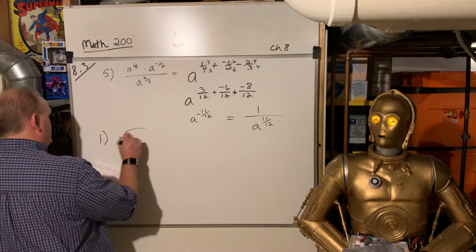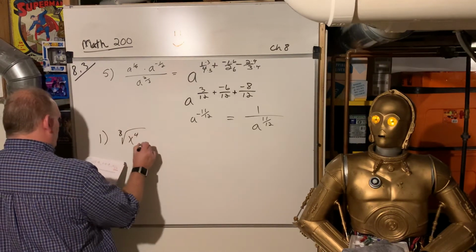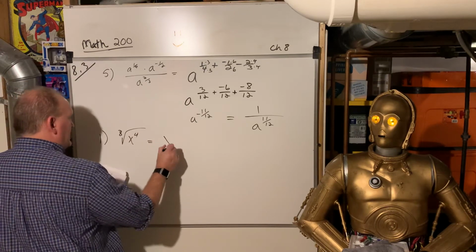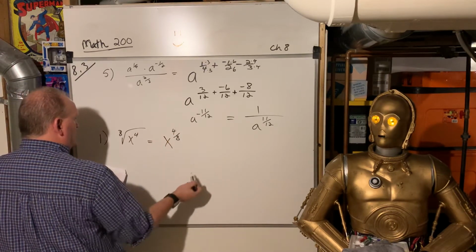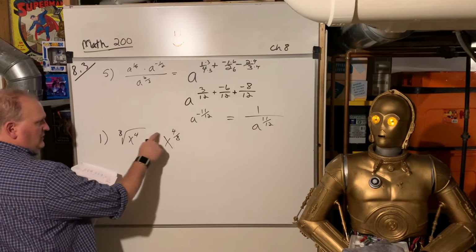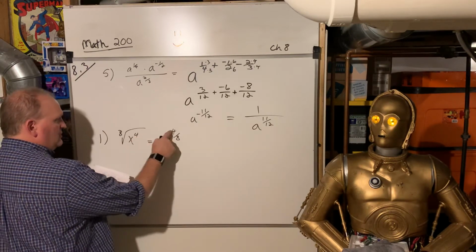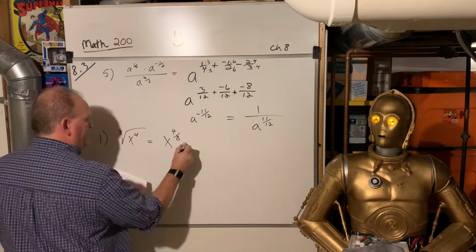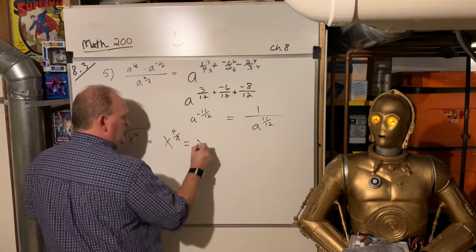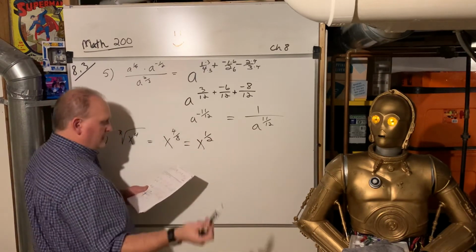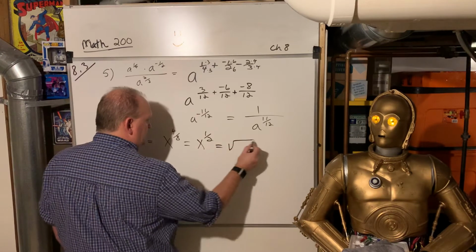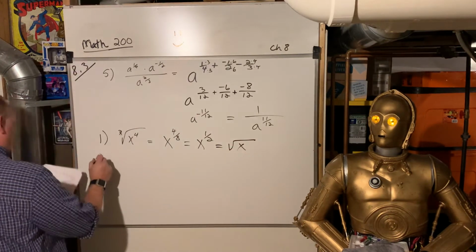One is the 8th root of x to the 4th. So that is going to be x to the 4/8 power, because what's inside goes on top, what's outside goes on bottom, and then reduce it, so x to the 1/2, and then put it back into radical form. So the square root of x.